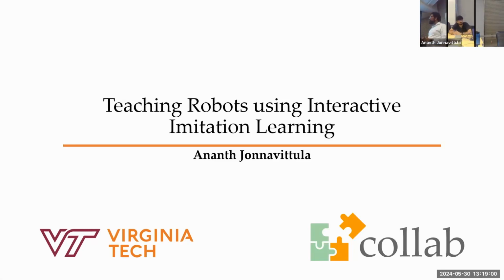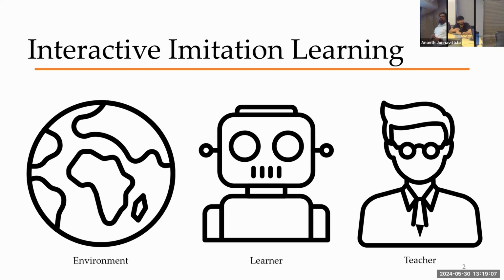I'm Ananth, and I'm going to talk about my work on teaching robots using interactive imitation learning. Before we get started with how to teach robots, let's take a quick look at what I mean by interactive imitation learning. There are three key pieces to interactive imitation learning, and that's effectively the environment, the learner, and the teacher. We'll take a look at each of these pieces individually.